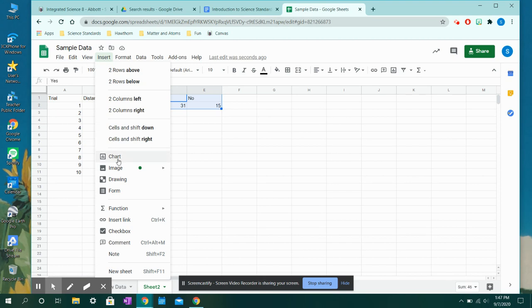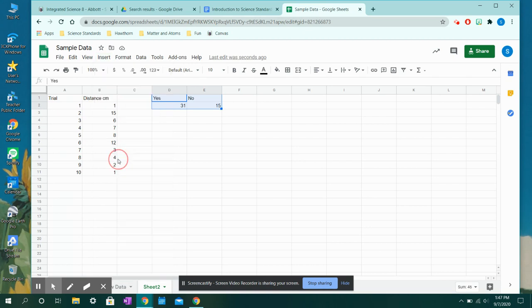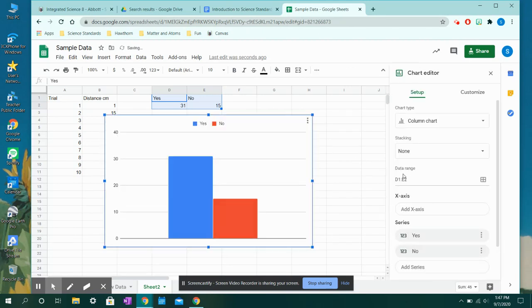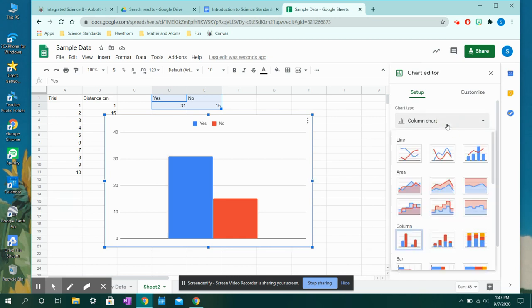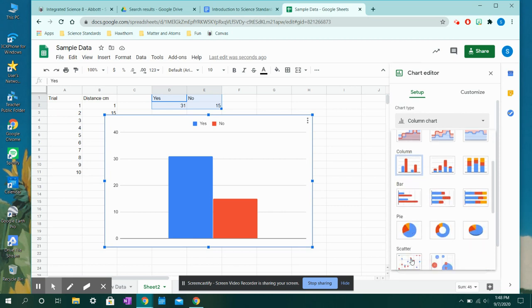You should pay attention to this portion because part of your assignment is using Google Sheets. So go to Insert and then go to Chart. Give her a moment. There we go. Now, my question to you: do you think this is a good chart? This is just a general bar graph.